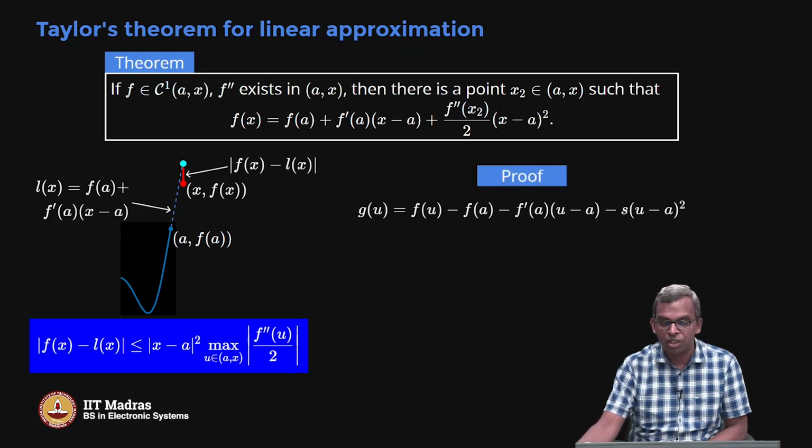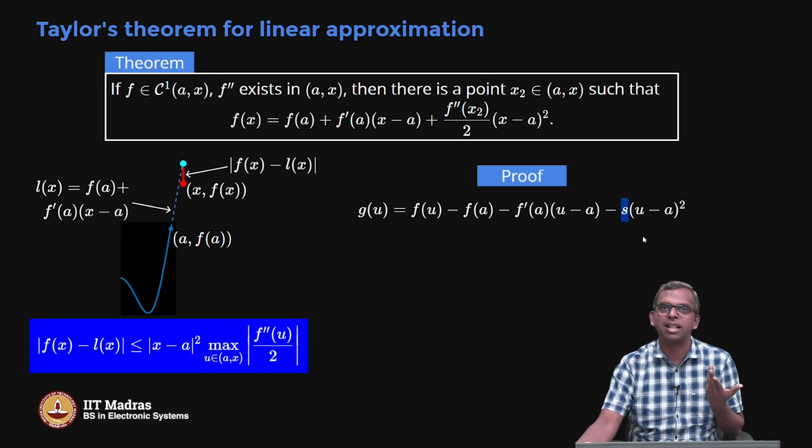I'm going to use a function g of u, which is f of u minus f of a minus f prime of a times u minus a. You notice how this is exactly this guy. And then instead, I don't know what this is. I have to prove that this is f double prime of x2 by 2. Since I don't know, but I know this form is true, I'm going to put some s here. I don't know what that s is. I hope to show that s equals f double prime of x2 by 2 for some x2.